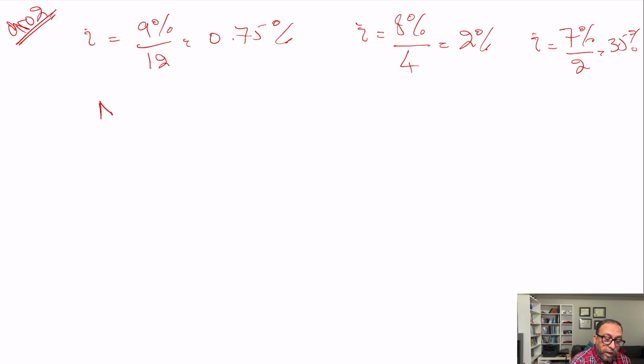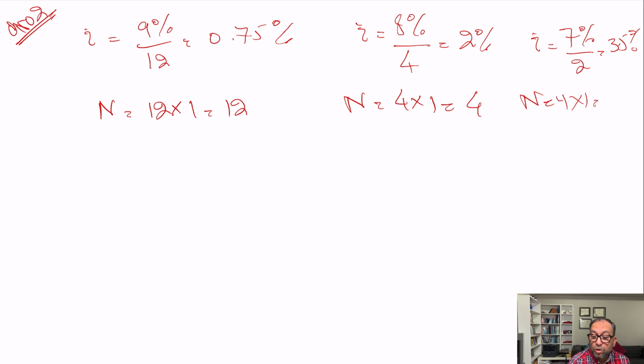N here is monthly, so we can say it's 1 year, so 12 into 1 is equal to 12, and for the quarterly, 4 into 1 is 4, and here n is equal to 2 into 1, so 2.